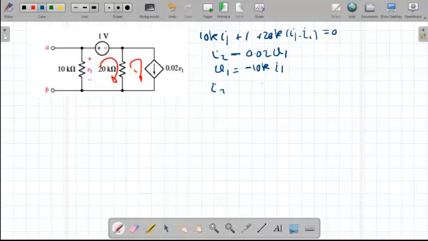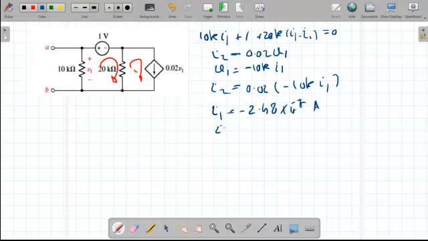So we just substitute it here. Then I2 will equal 0.02 times minus 10k I1. After we solve these two equations, we will get I1 and I2. I1 will be equal to minus 2.48 times 10 to the power of minus 7 amp. I2 will equal 4.962 times 10 to the power of minus 9 amp. Then, of course, our open circuit voltage will equal I1 times 10K, so it becomes minus 2.4813 millivolts. So this is the first stage.